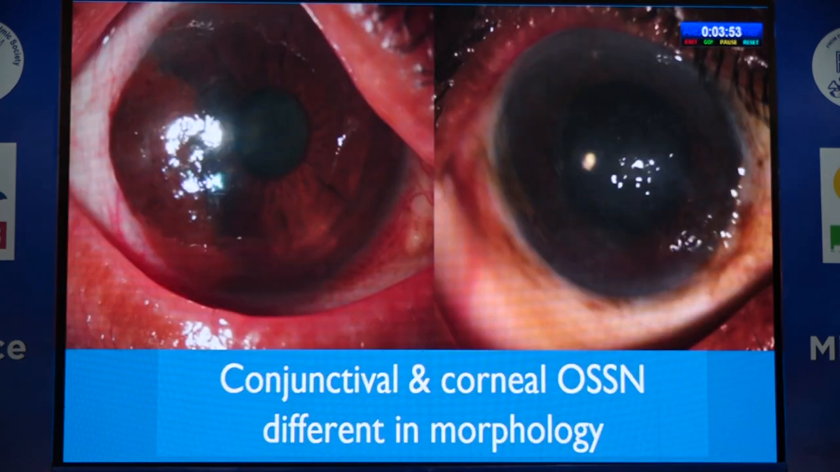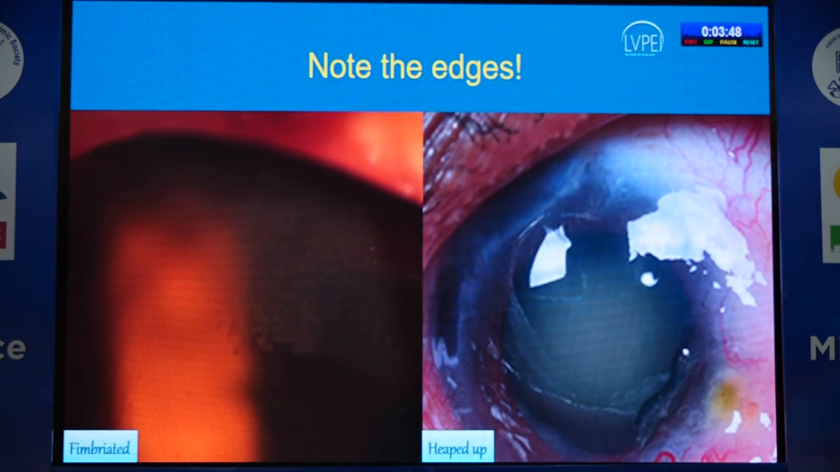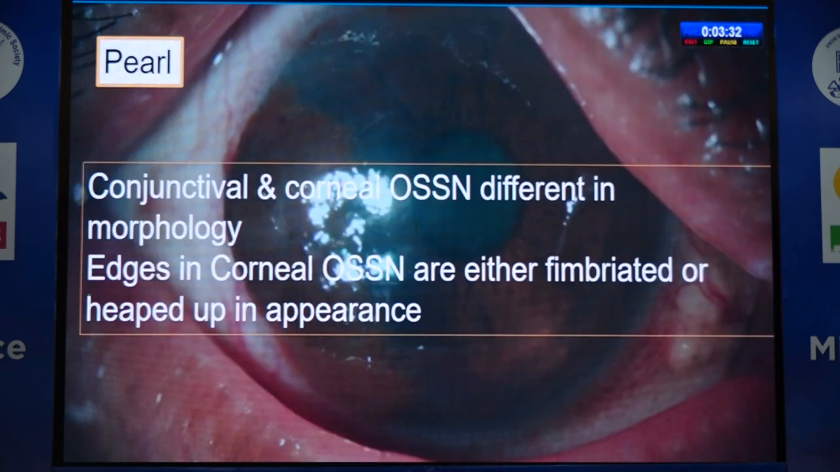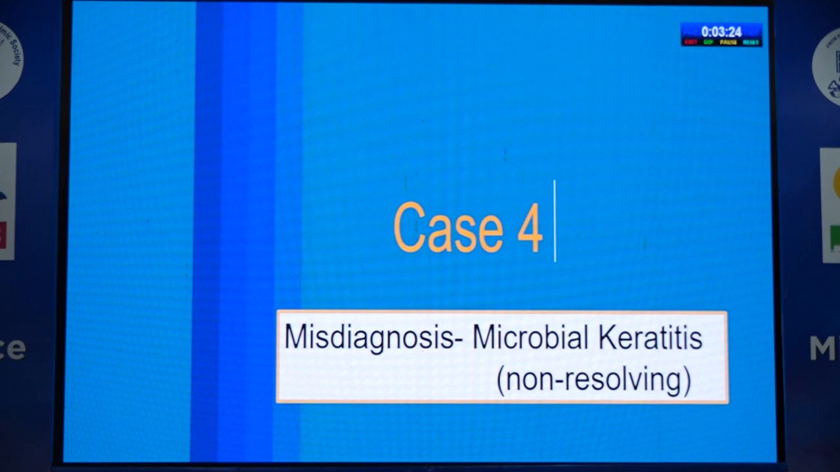So the pearl here is that conjunctival and corneal OSSN have different morphology. We need to note the edges. The edges are either fimbriated like this or heaped up like this. Retroillumination gives a better idea of the extent of the lesion. Like you can see here, the fimbriated edges are nicely brought out by retroillumination. So conjunctival and corneal OSSN are different in morphology. Edges in corneal OSSN are either fimbriated or heaped up in appearance.